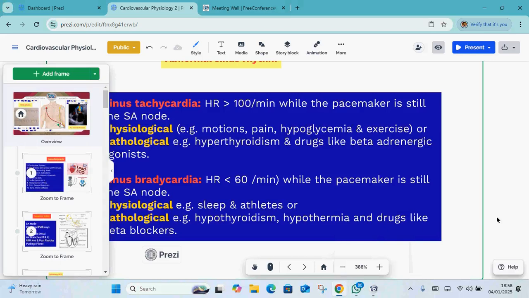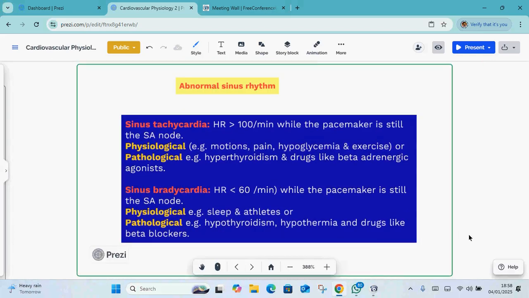Normal heart rate is 60 to 100. Anything over 100 is abnormal and it's tachycardia, so it's higher heart rate. And then anything below 60 is bradycardia, so below 60. Brady. Yes. Good.